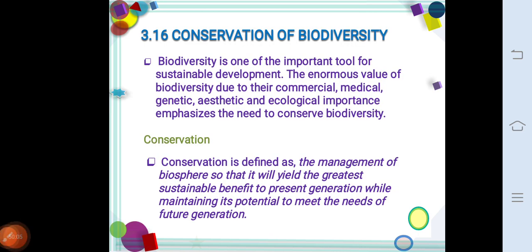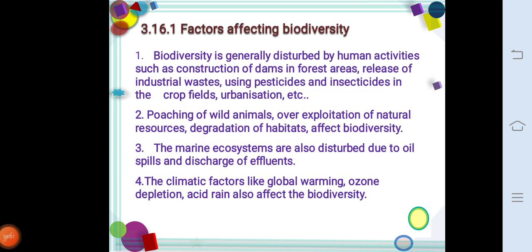So next, factors influencing biodiversity. Biodiversity is generally disturbed by human activities such as construction of dams in forest areas, release of industrial waste, using pesticides and insecticides in the crop fields, and urbanization, etc. Second is poaching of wild animals, over exploitation of natural resources, and degradation of habitats, which affect biodiversity.